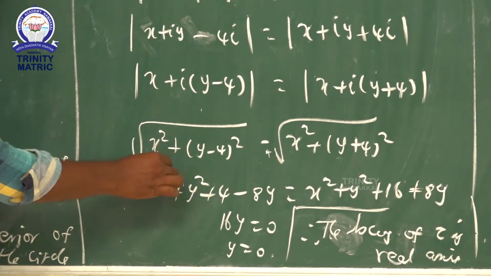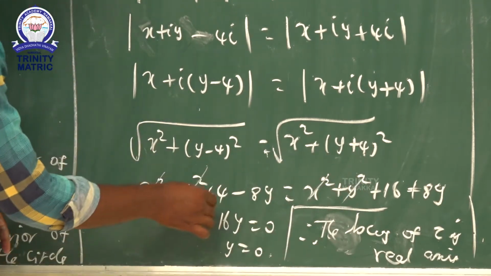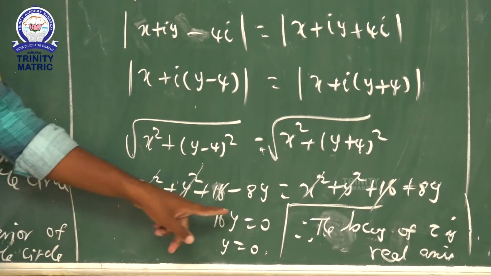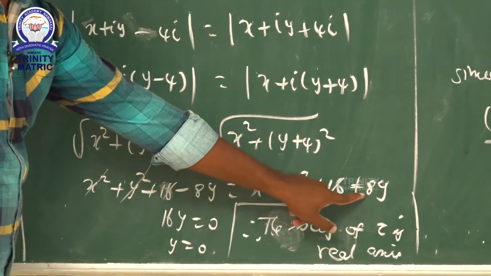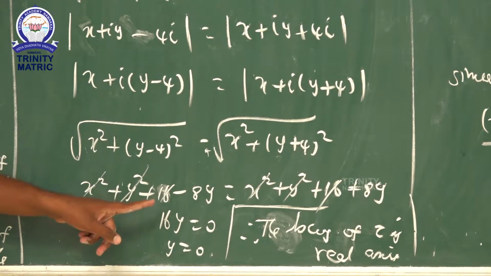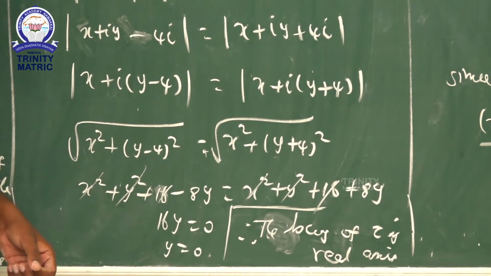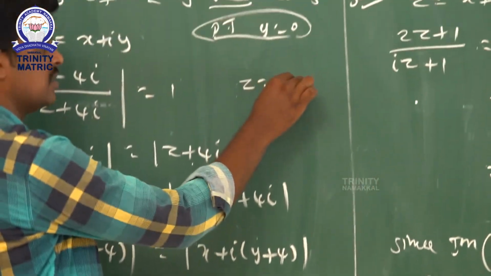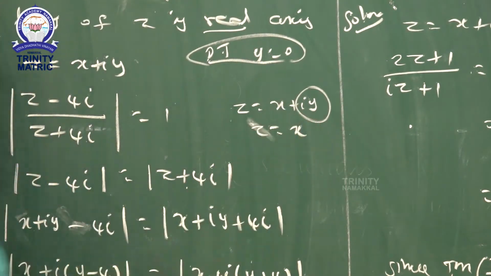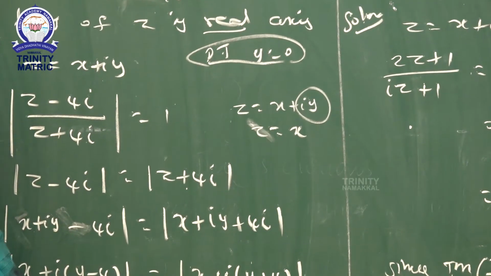Next step, same terms are cancelled. Here x squared cancels. Next y squared cancels. Here 16, okay, 16 cancels. Next, remaining minus 8y, go to the right side. Here plus 8y. So 8y plus 8y is 16y. 16 is a constant term, so take it outside on the right side. So y equal to 0. What does y equal to 0 mean? Here I consider z equal to x plus iy. Here y equal to 0 means z equal to x only. x means this is a real value only. So the locus of z is the real axis. This is the final answer.